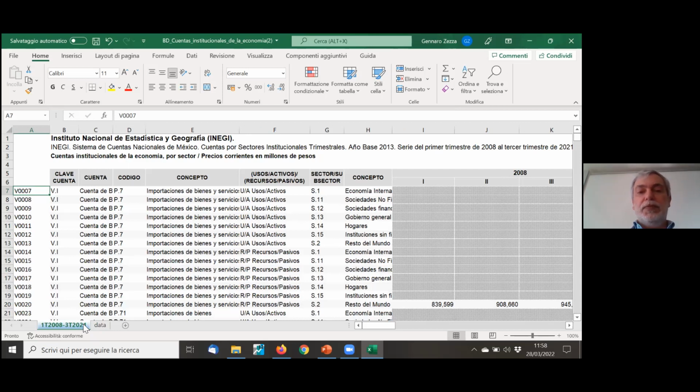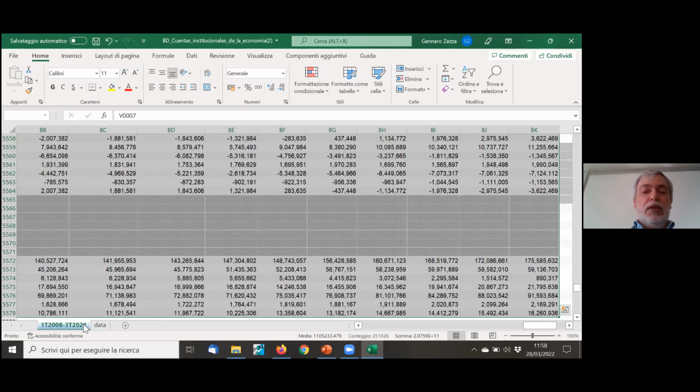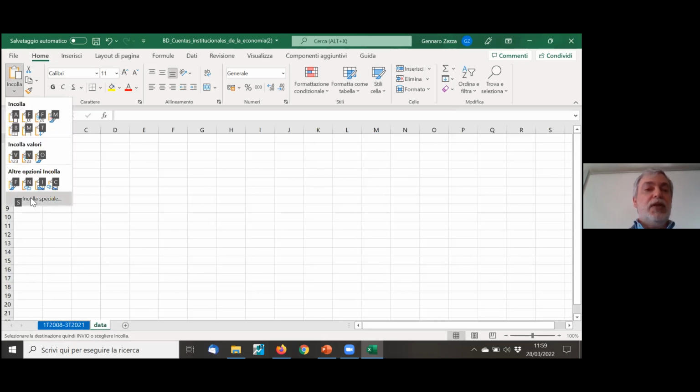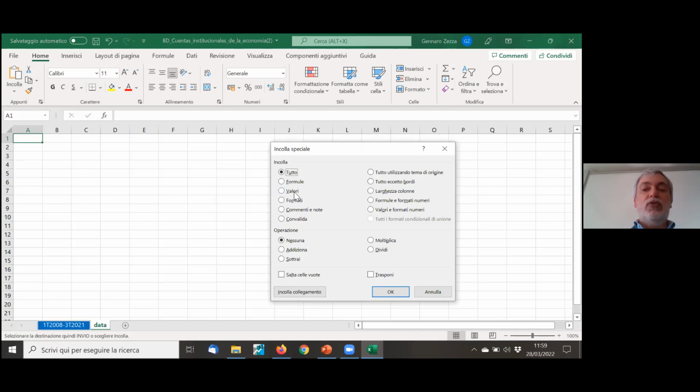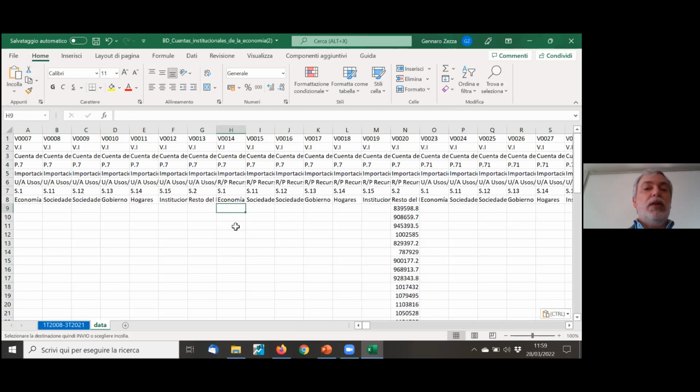So maybe the easiest way is to select everything and then use copy, Control C for copy, and then paste special again. Paste special allows me to paste only values and transpose, which is the important thing, everything in here. So now the data are in columns as I wanted.